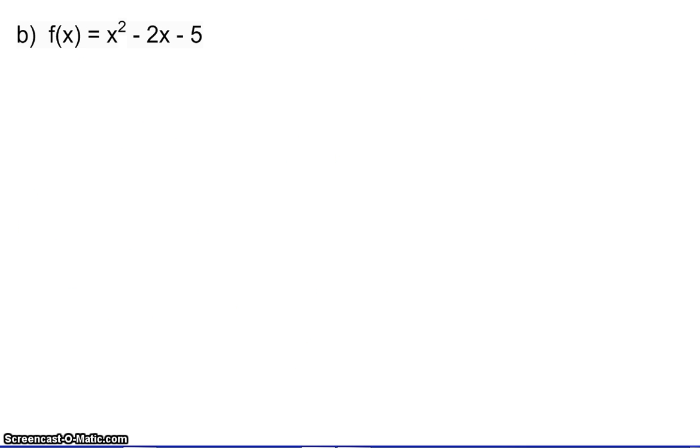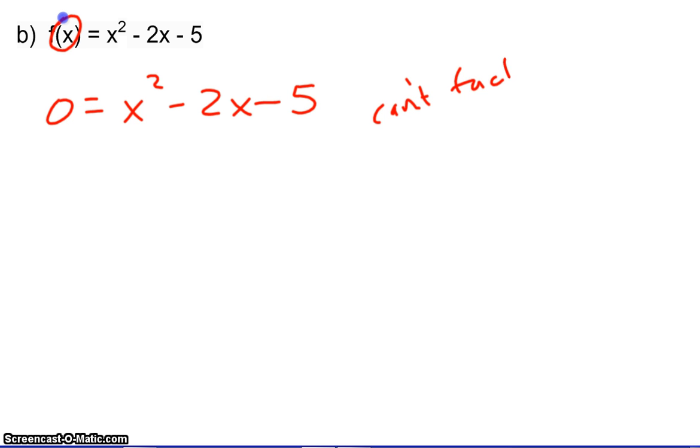So let's move on to letter B. x squared minus 2x minus 5. Same thing, we're going to plug 0 in for y. So 0 equals x squared minus 2x minus 5. Again, first look to see if we can factor this. And when I think of two numbers that multiply to negative 5 and add to negative 2, I can't come up with anything. So because I can't factor, I'm going to look at using the quadratic formula.